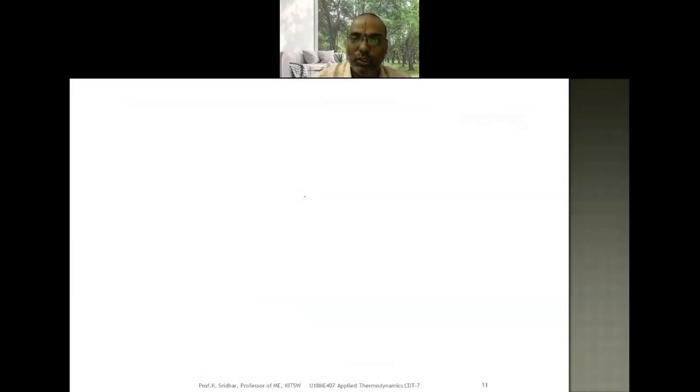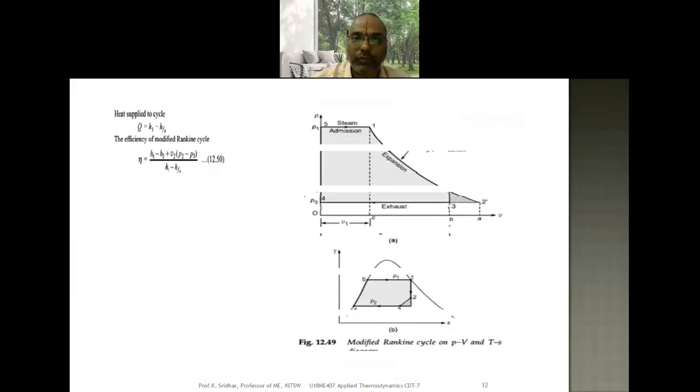Just go to the indicator diagram. In this indicator diagram, normally in the Rankine cycle, we expand up to this particular point, 2 to 2 dash. This is possible in the Rankine cycle, but in the modified Rankine cycle, we are not expanding up to the toe. We are restricting to point number 2 only, and from point number 2 we compress in the pump.